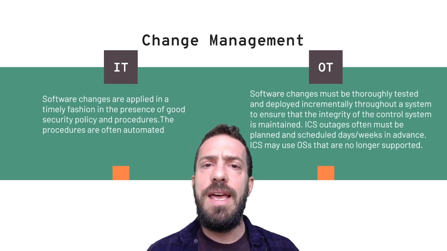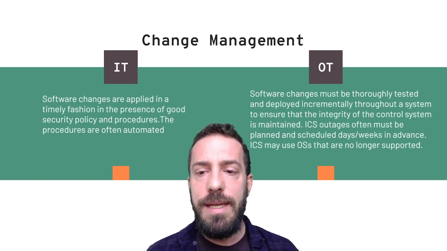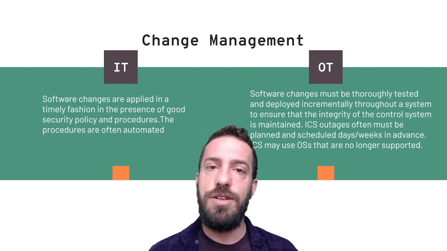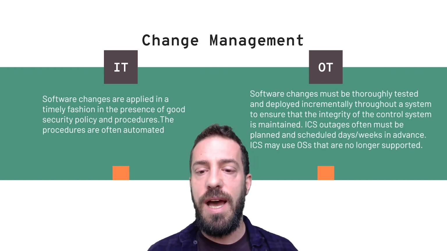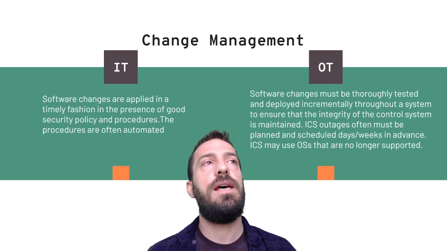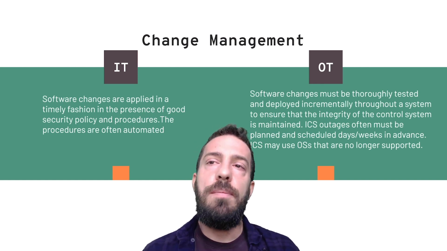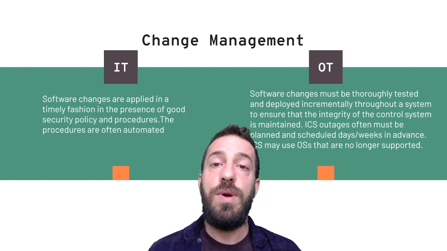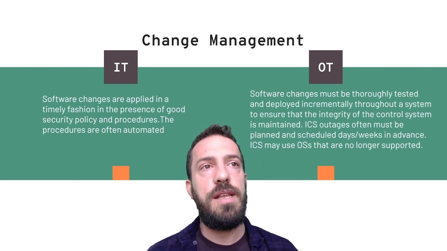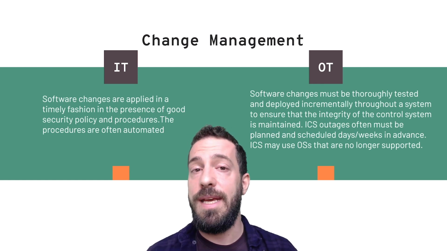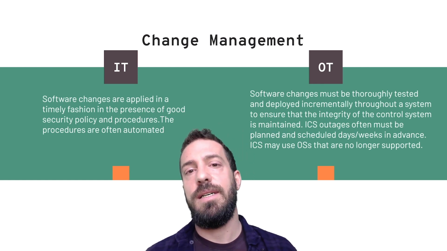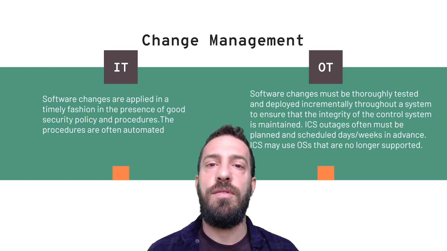And this is a big problem. You cannot automate it. You have to test it very exhaustively. You have to do it incrementally. And if it's causing an outage, you have to plan days or weeks in advance. So this cannot happen, of course, with the frequency of weekly or daily updates that we see in IT. But it also cannot be happening never, or only every 5 or 10 years.